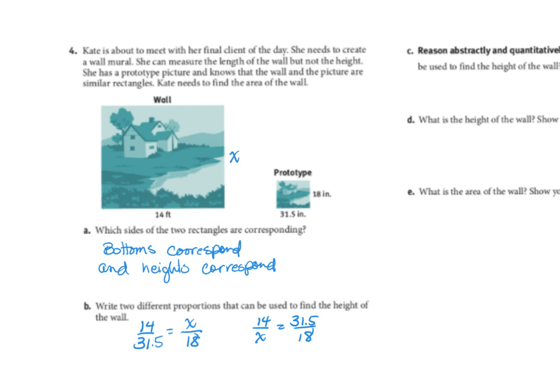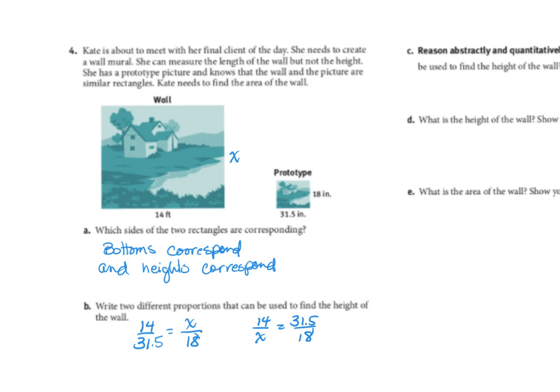Now, I also want you to notice I had different units going on here. So I could have switched my units to all be matching, but it's really not necessary. I have 14 feet is to 31.5 inches. Feet is to inches as feet is to inches. So when I solve for x, I will get my answer in feet. If I look at my other ratios and proportion, I'd have 14 feet is to x feet as 31.5 inches is to 18 inches. My answer for x will be in feet.